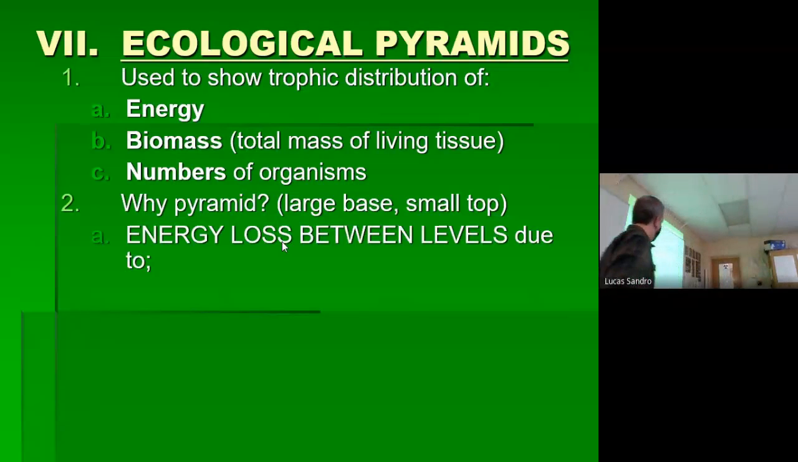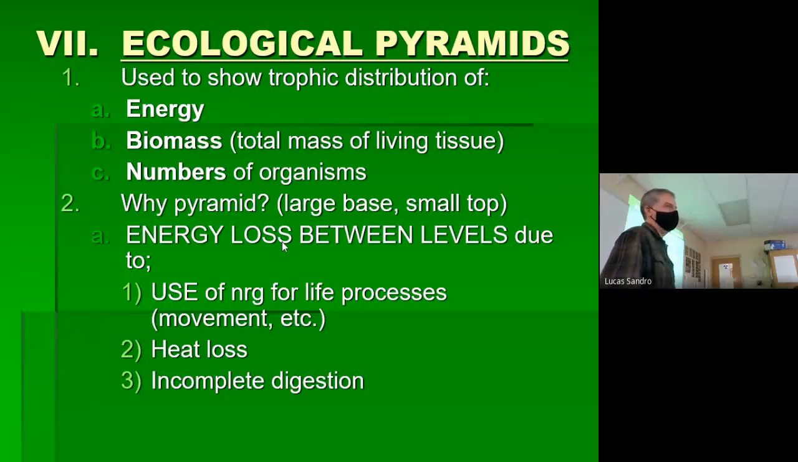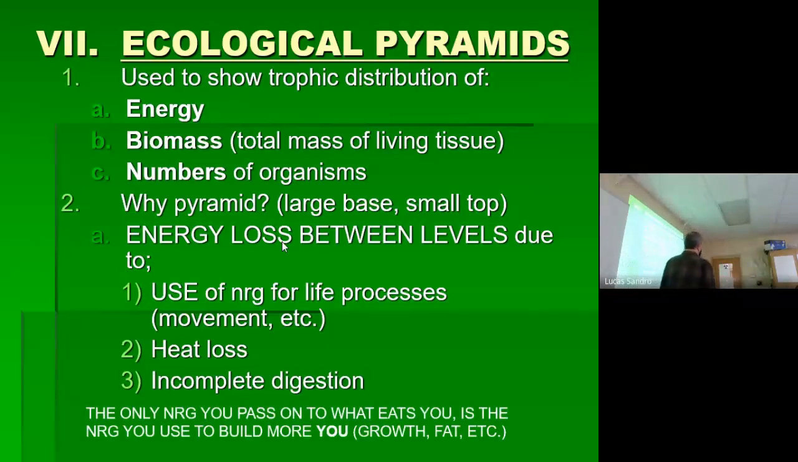So to put that in writing, there is energy loss between levels because energy gets used for all the stuff you do, gets converted to heat and lost. Then we can also throw in the fact that you're not 100% effective at digesting your food. And we can say that really the only energy you pass on to what eats you is the energy you use to put on more biomass by growth or storing fat or whatever. Essay question. Don't just say because there's more at the bottom and then there's less as you go up. Explain why there's energy loss.